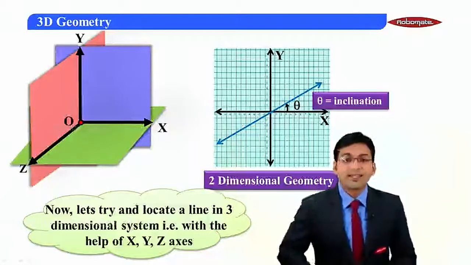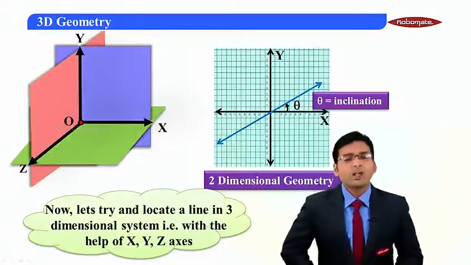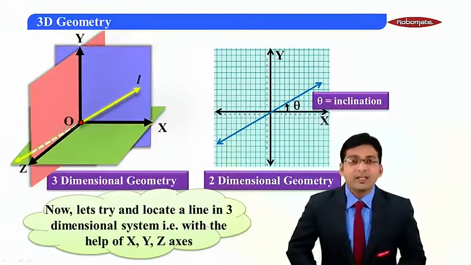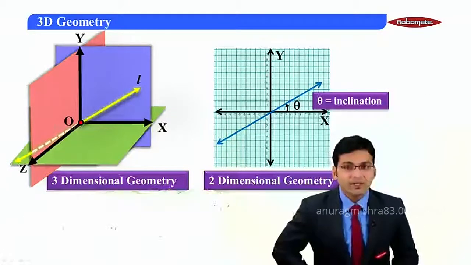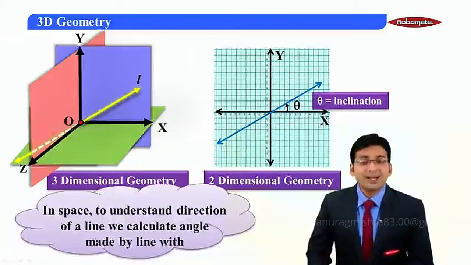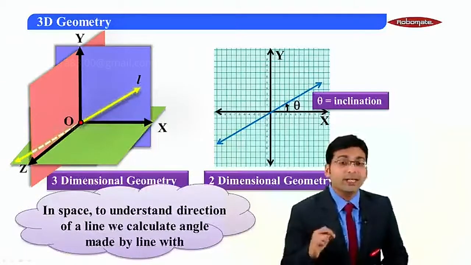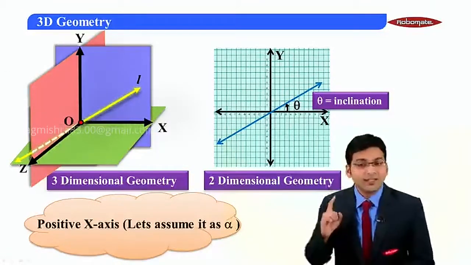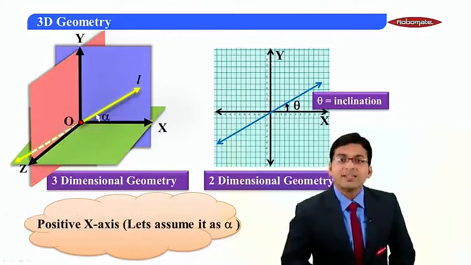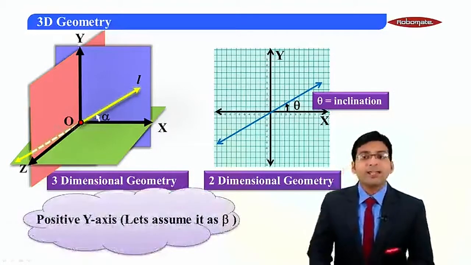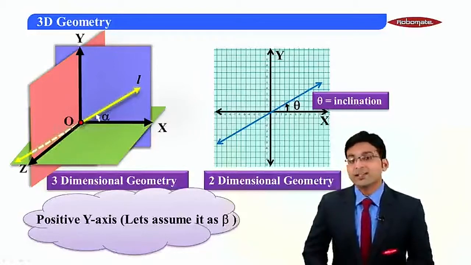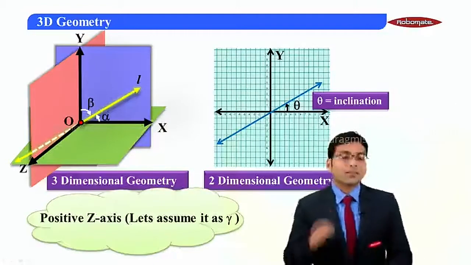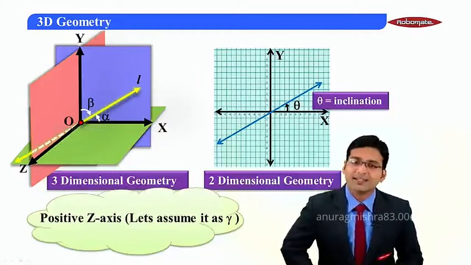So here is X, Y, Z in three-dimensional space. Now if we draw a line here which passes through origin again, let us say L is the line. So here in space, to understand direction of a line, we calculate the angle made by that line with positive x-axis. Let us assume this as alpha. So in the diagram there is alpha. Also we calculate the angle with positive y-axis. Let us assume it as beta. So here comes beta, and we calculate the angle with positive z-axis. Let us assume it as gamma.